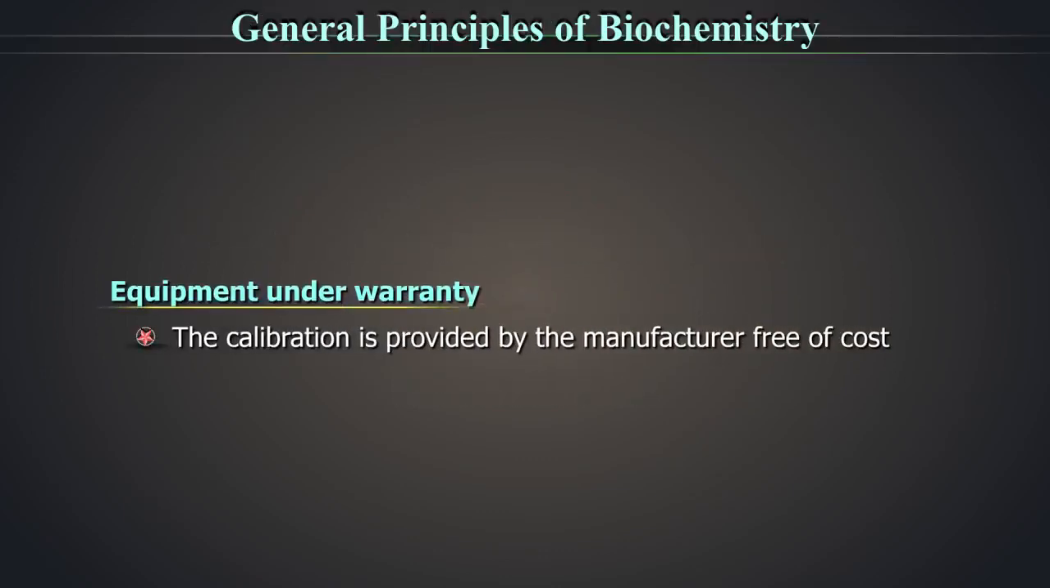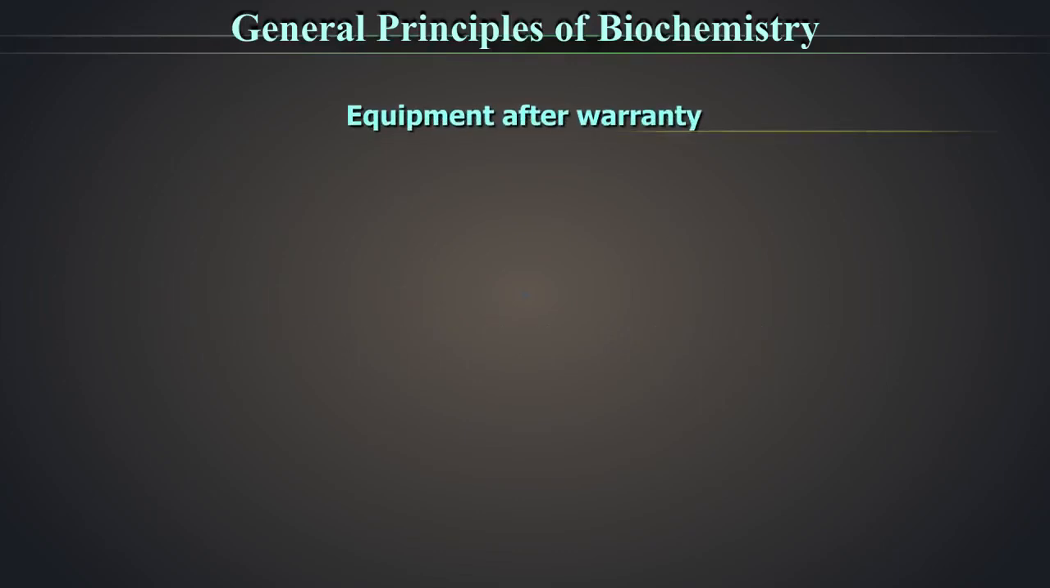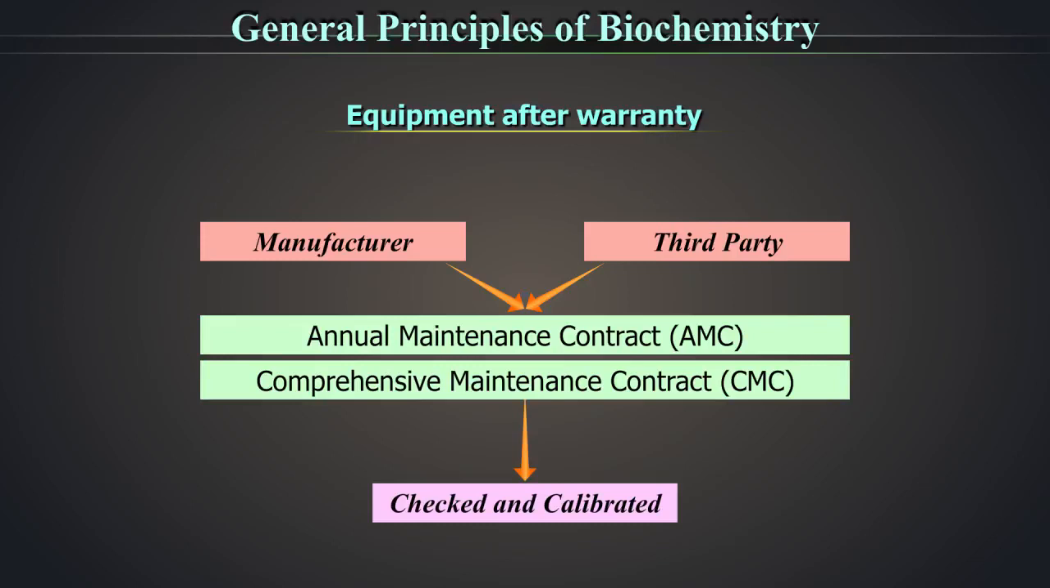Equipment under warranty: the calibration is provided by the manufacturer free of cost. Equipment after warranty: an annual maintenance contract or a comprehensive maintenance contract with the manufacturer or a third party will make it easier to get your equipment checked and calibrated.